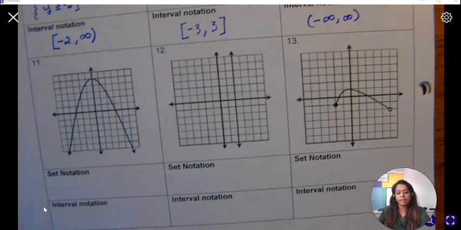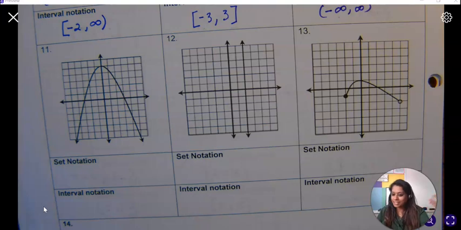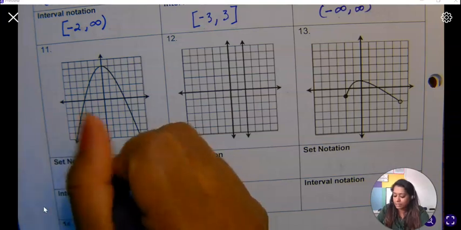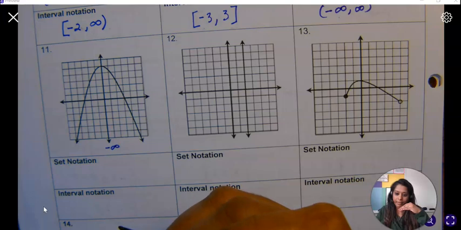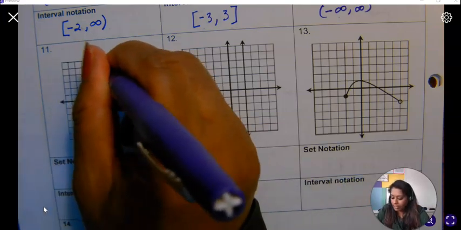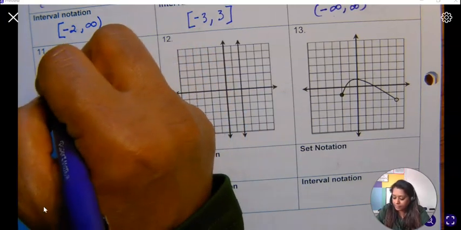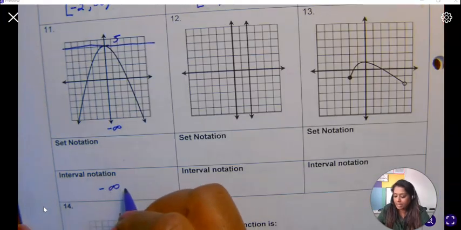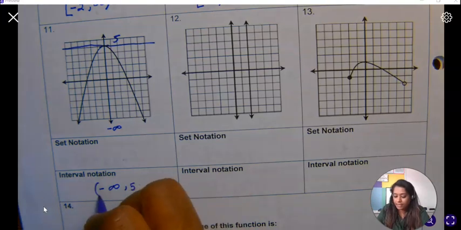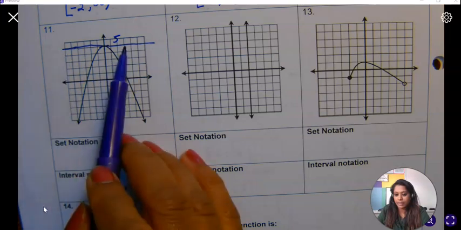Number 11. I remember for the domain for this, we said all real numbers, but for the range, it doesn't go all the way to the top. So it's starting from -infinity because y is negative at the bottom, and it's going all the way up to 1, 2, 3, 4, 5. Y is 5. So these are my two numbers. It's going from negative infinity until 5. Infinity is open and 5 is closed because it's actually touching it at y equals 5.